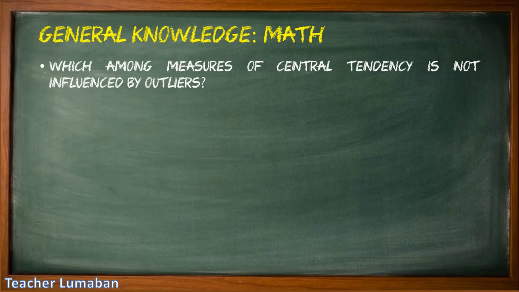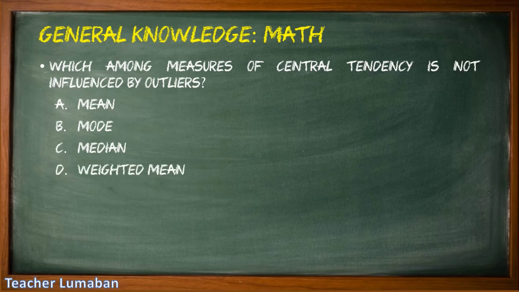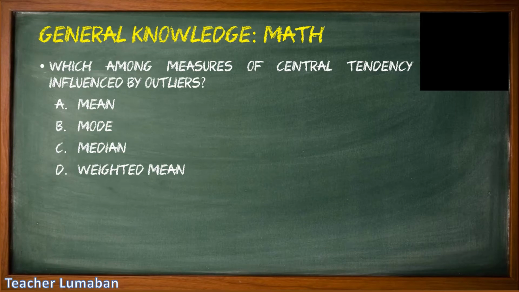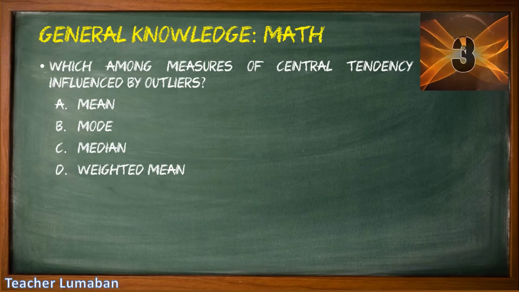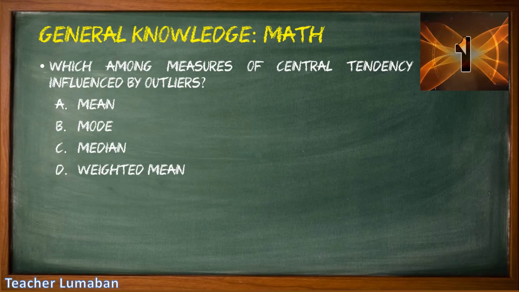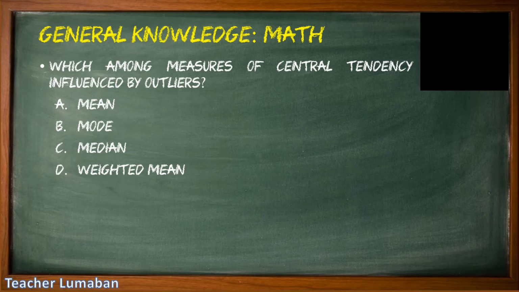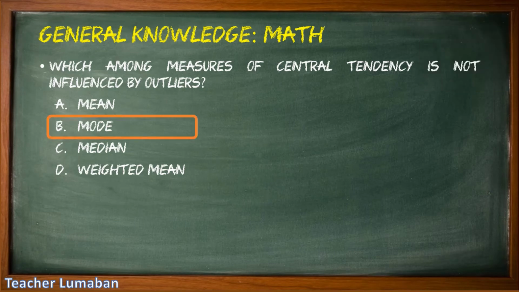Which among measures of central tendency is not influenced by outliers? Letter A mean. Letter B mode. Letter C median. Letter D weighted mean. Please answer in 5, 4, 3, 2, 1. The correct answer is letter B, mode.